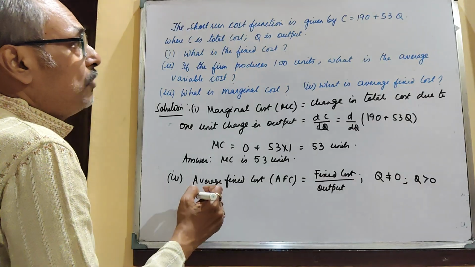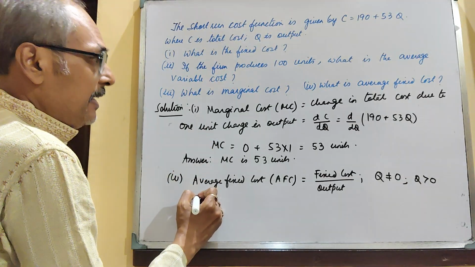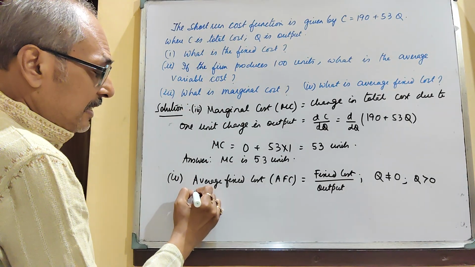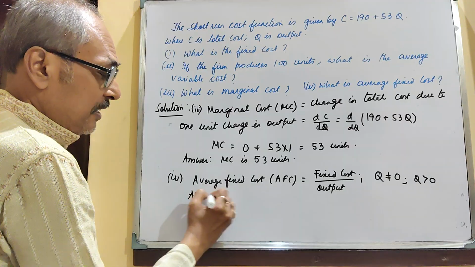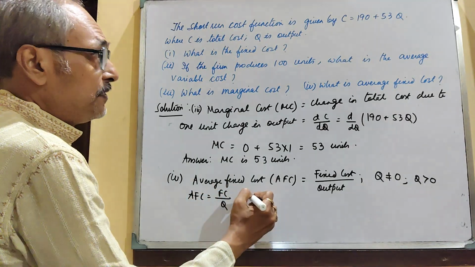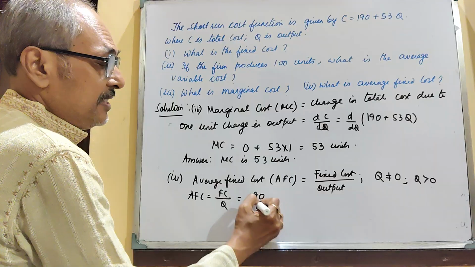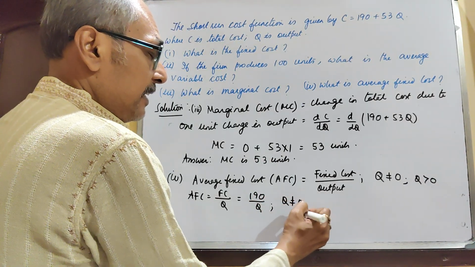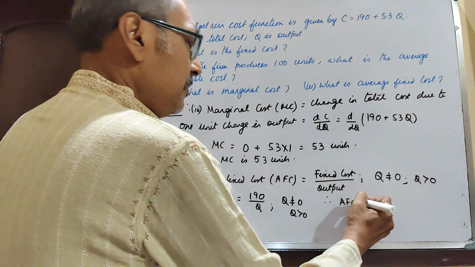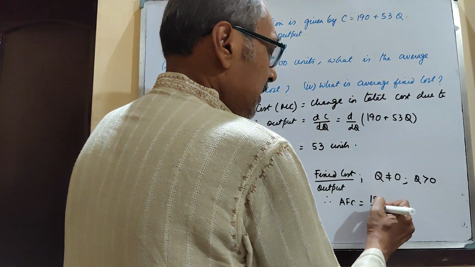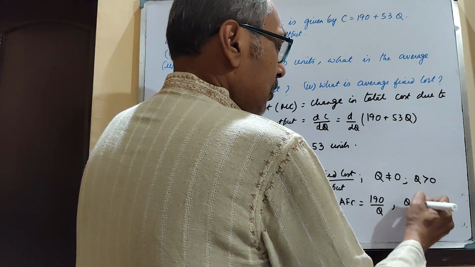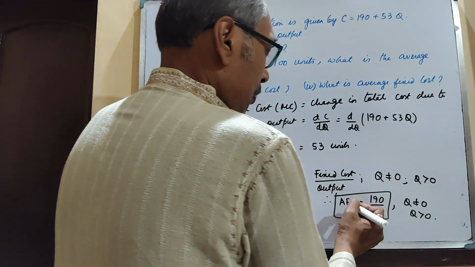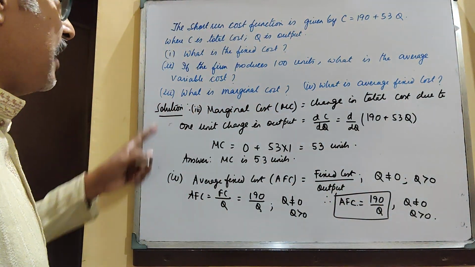Now AFC, what is the FC from part 1? AFC equals FC by Q. FC is 190 divided by Q, where Q is not equal to 0 or Q greater than 0. Therefore AFC equals 190 by Q, Q is not equal to 0, Q greater than 0. This is our average fixed cost. This is the answer of this question.